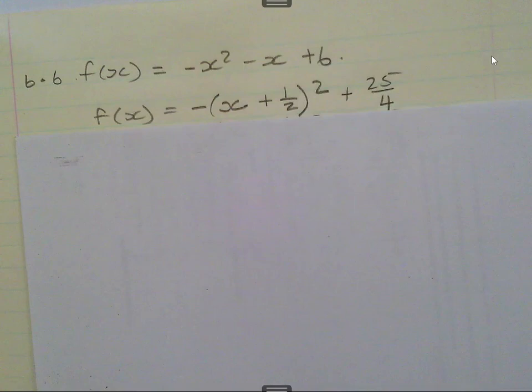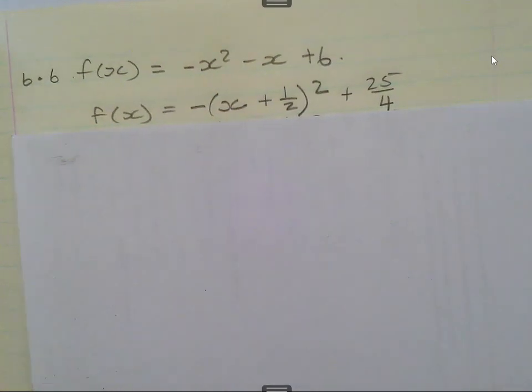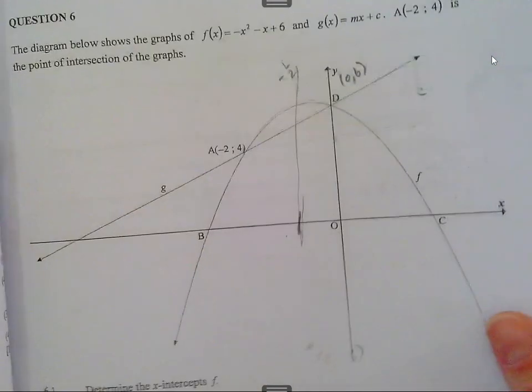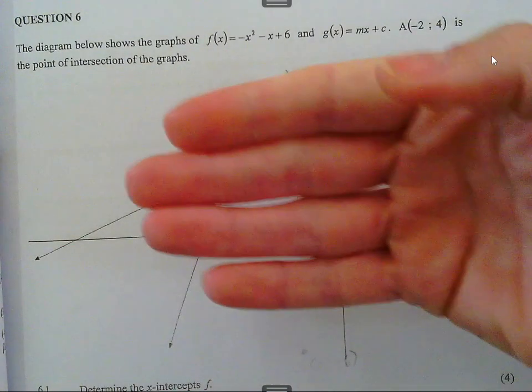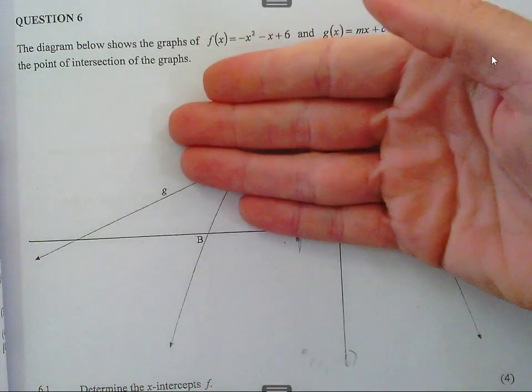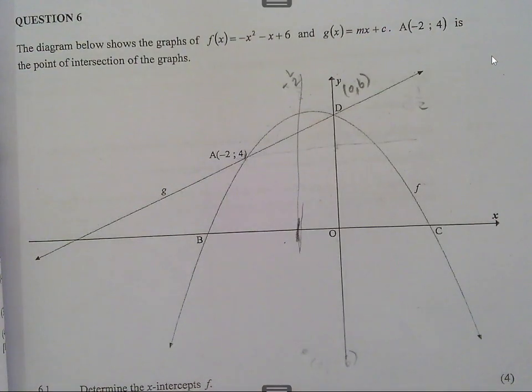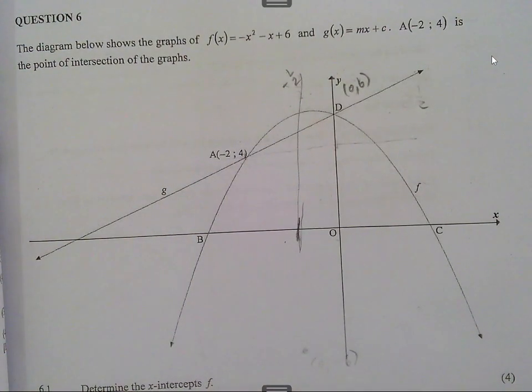Do you all understand that? Before I get to answering the question. Now what they want you to do in this question, you can just look here on the graph on the board, is they firstly want you to reflect this graph. They are referring to determine the equation of H if H is the reflection of F.